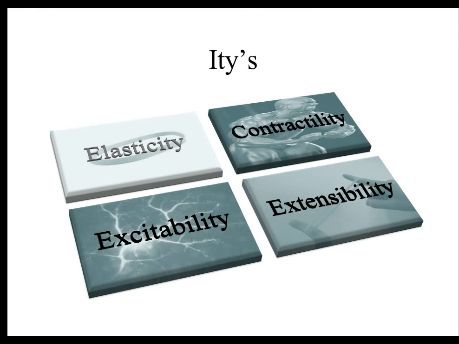Excitability. Notice I have lightning behind it. Basically, it's the ability to respond to and send an electrical signal. So excitability, the muscle has the ability to conduct action potentials, electrical signals. Extensibility, I have 2 fingers pulling a rubber band apart. Extensibility is the ability to extend or stretch. Now, anytime something's stretched, we want it to return to its original length, and that is elasticity. So extensibility is to stretch, elasticity is to bounce back, recoil.